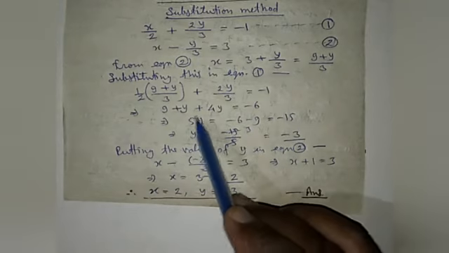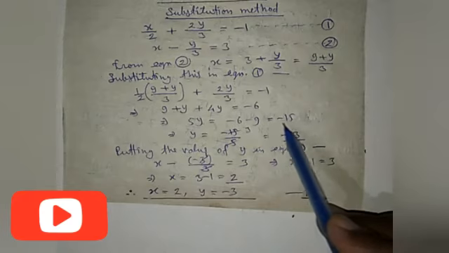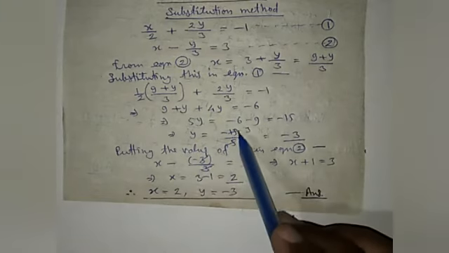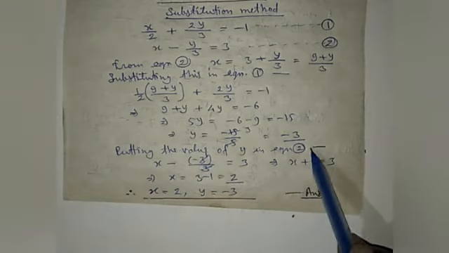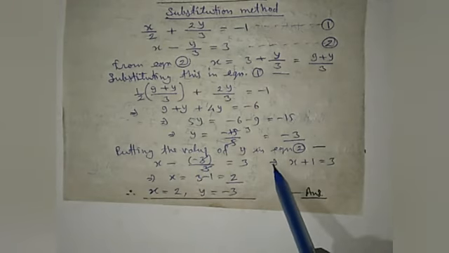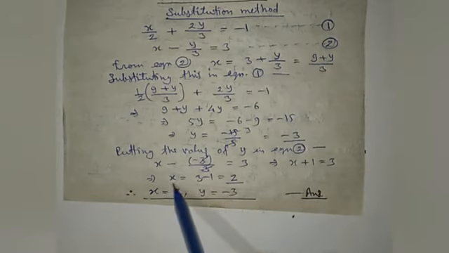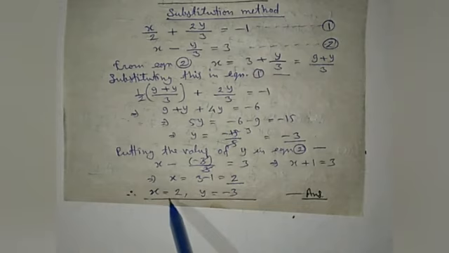So here we have 4y plus y, 5y equal to minus 6 and minus 9, that is equal to minus 15. So y equal to minus 15 upon 5, that is equal to minus 3. Putting the value of y in equation 2, we have x minus 3 upon 3 equal to 3. That is x plus 1 equal to 3. So x equal to 3 minus 1 equal to 2. Hence the solution is x equal to 2 and y equal to minus 3.